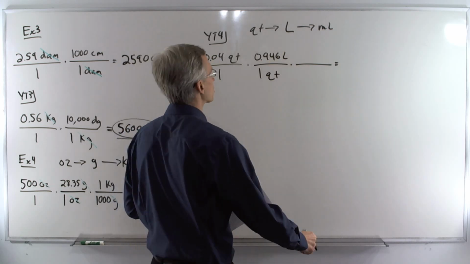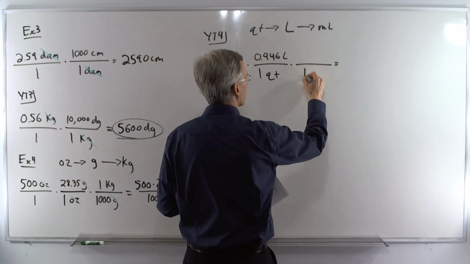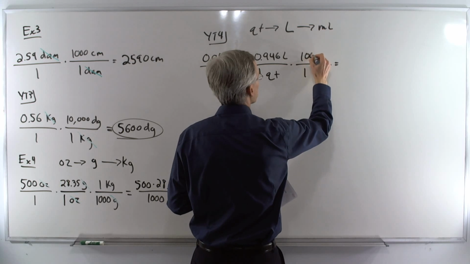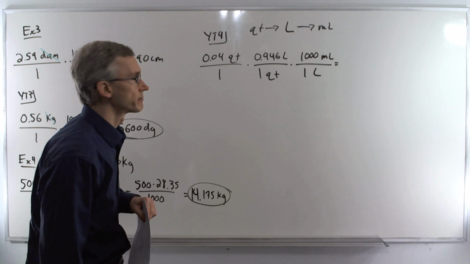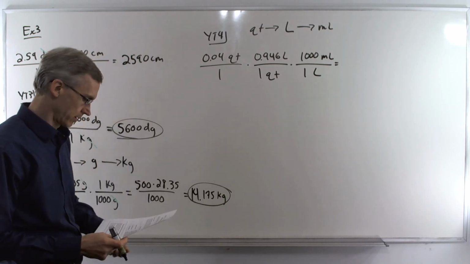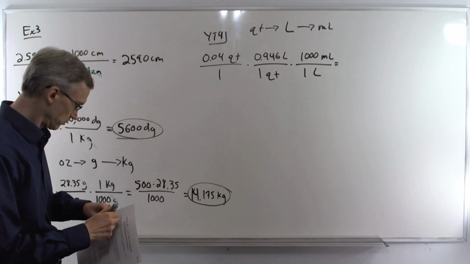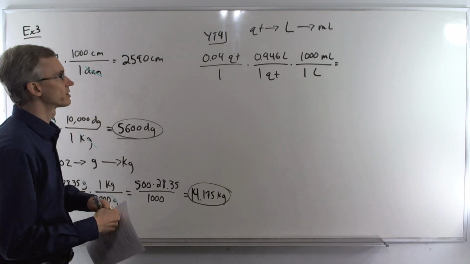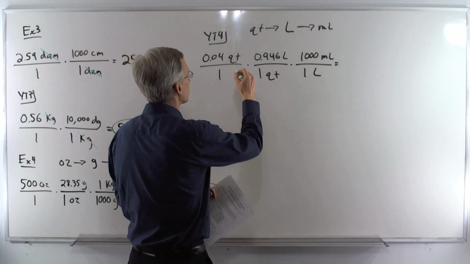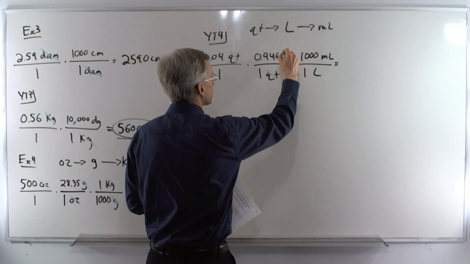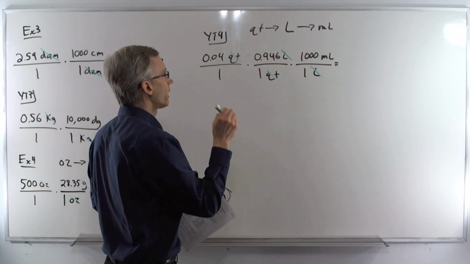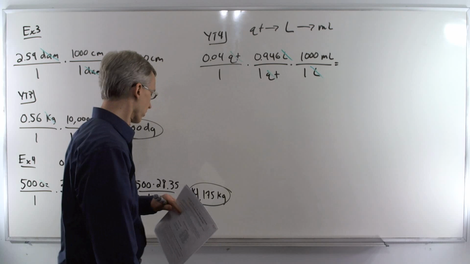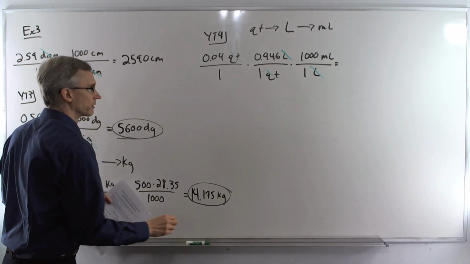Now the next conversion is going to be from liters to milliliters. 3 steps on the metric scale. So it's 1,000 milliliters for 1 liter. Right, now let's cancel the units. Make sure we're set up correctly. Quarts on top and bottom, those cancel. Liters on top and bottom, those cancel. Only units to remain are milliliters, and that is what we're looking for. So that is set up correctly.